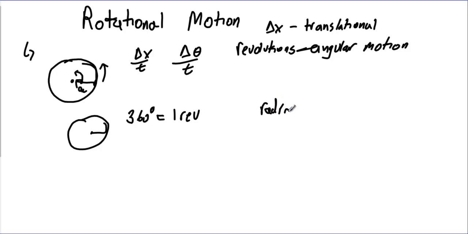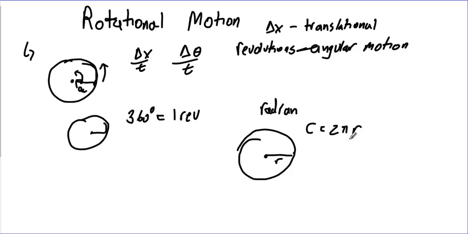I say unit, but a radian has no dimension because it's a ratio of lengths. Basically, the radian is defined as follows: if this is a circle with radius r, then we know that the circumference is equal to 2 pi times the radius. And we're going to call the radian how many times the radius goes around the circle.